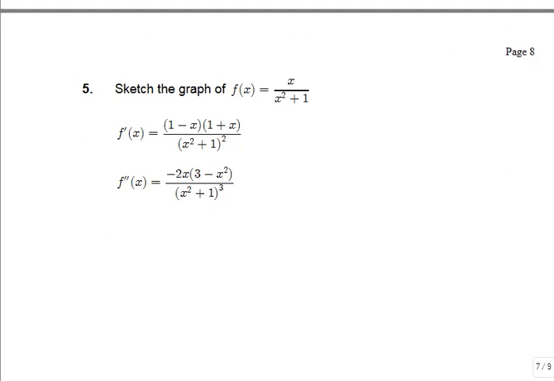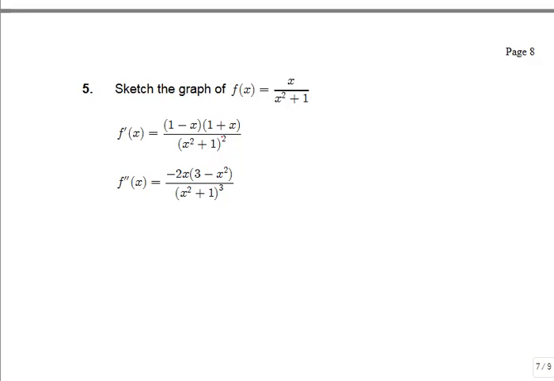Okay, let's go ahead and do another graph. This time I want to sketch the graph of x over x squared plus 1. And again, I'm going to save us a little bit of time here by telling us the first and second derivatives already simplified and solved for. Otherwise, you'd have some pretty nasty quotient rules to do with some factoring, and it would take you a little bit of time to figure those out. So here's my first derivative.